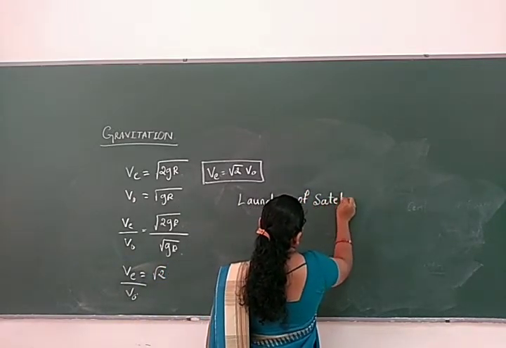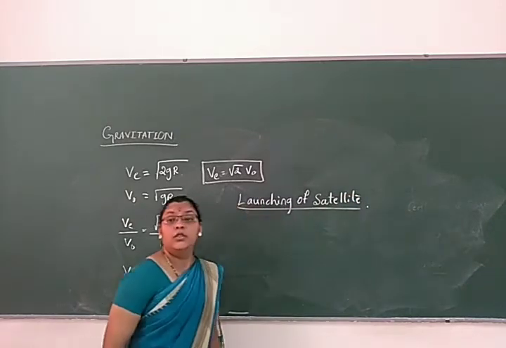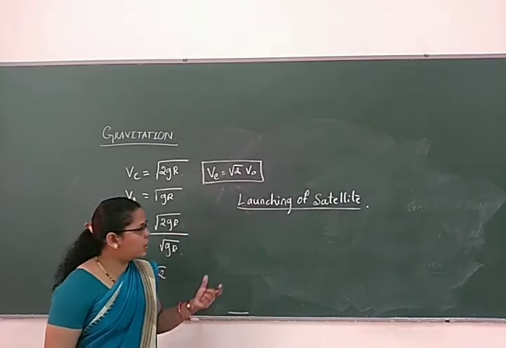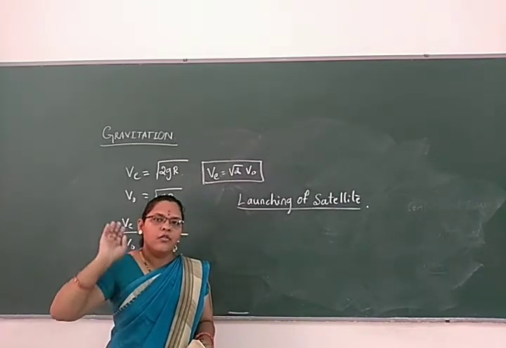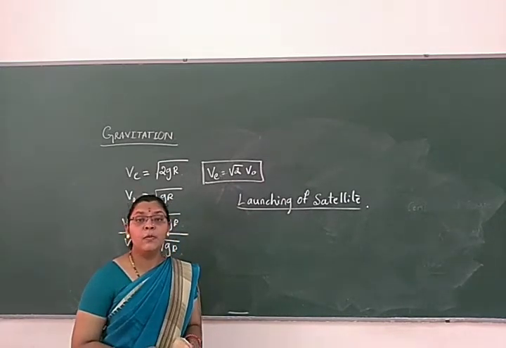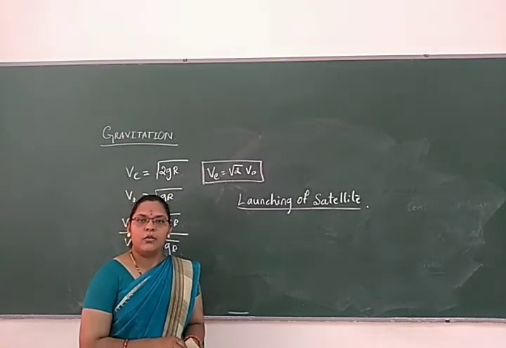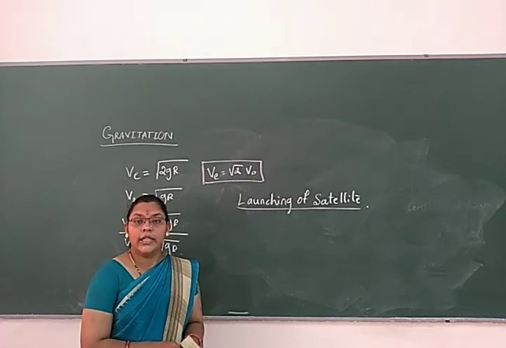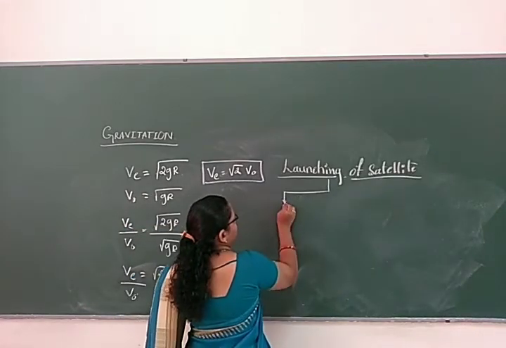So to launch the satellite, there are 2 velocities. I mean to say that we need to provide 2 velocities for the satellite. It is not like that we want to launch the satellite, and we will just launch it. We need to provide the 2 velocities for the satellite. What is that? One is a vertical velocity, another one is a horizontal velocity.